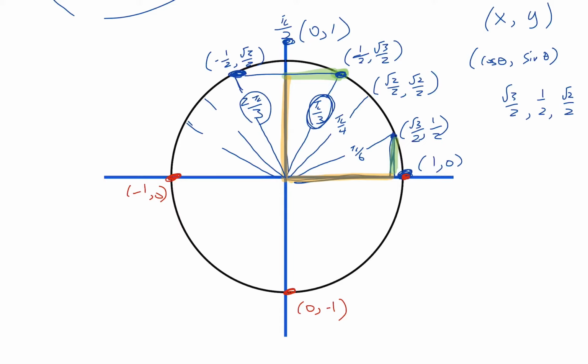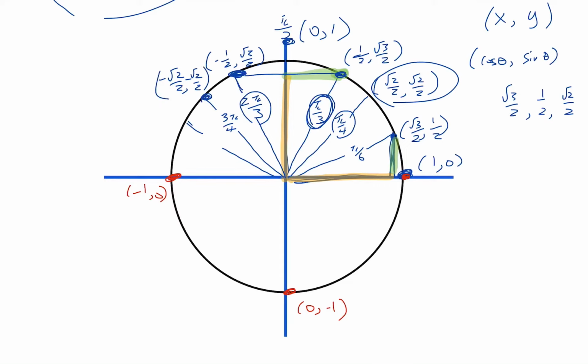Now let's look at this. And here we have 3 pi over 4. We will multiply 3 to pi over 4. In terms of value, again, we follow this pattern: negative square root 2 over 2, comma, negative square root 2 over 2. Like this.